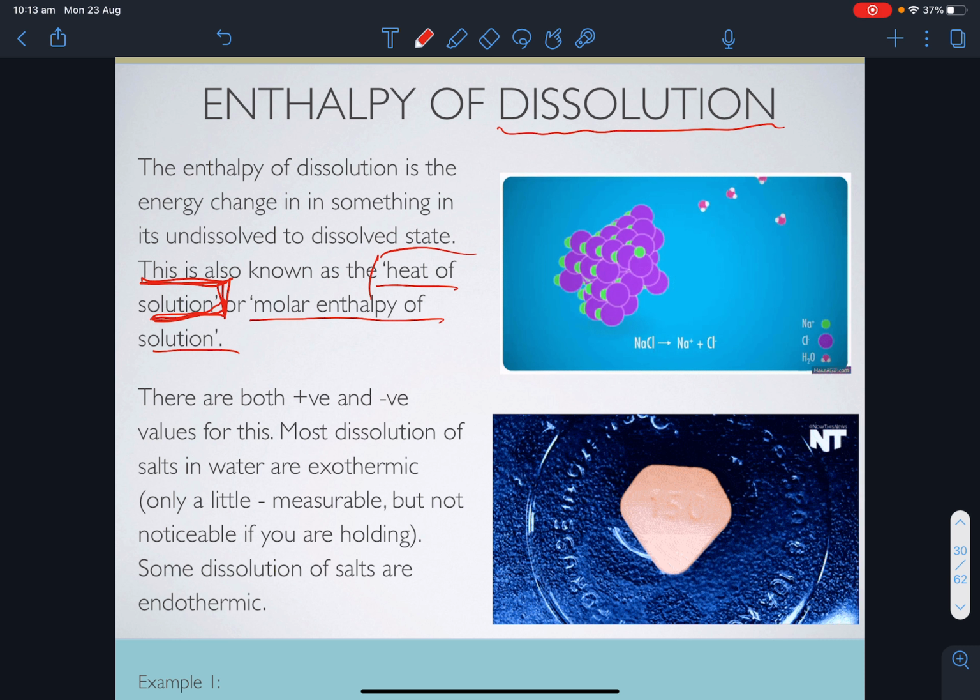So there are both positive and negative values for heats of solution out there. You can dissolve some things and it'll be an endothermic process, and you can dissolve some things and it'll be an exothermic process. Most dissolutions of salts, so ionic solids in water, are exothermic. Most of them, not all of them. But most of them are very slightly exothermic, so they're not huge values like combustion reaction values. Some dissolutions of salts are endothermic, but only some.